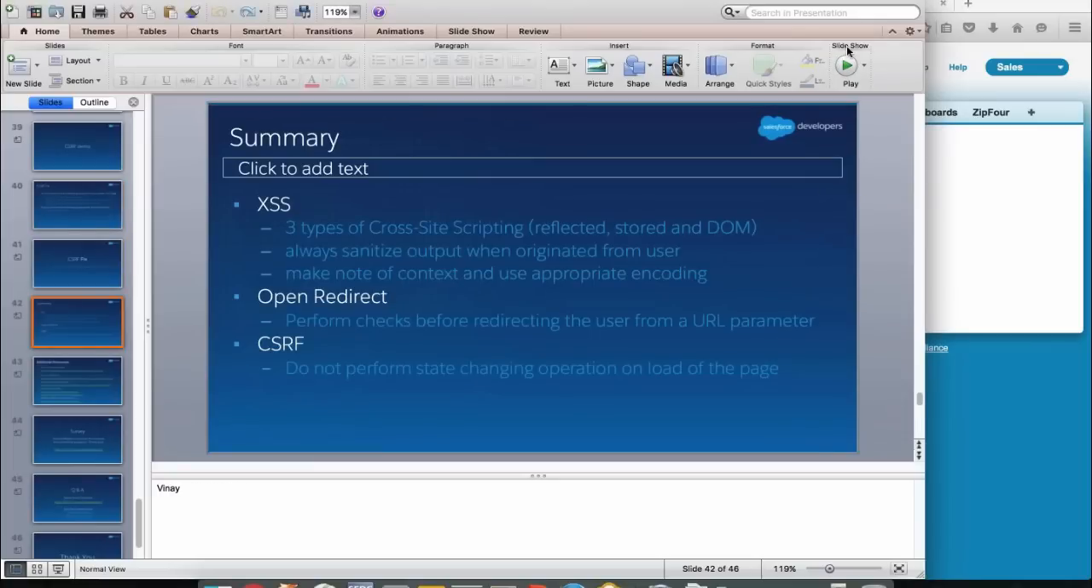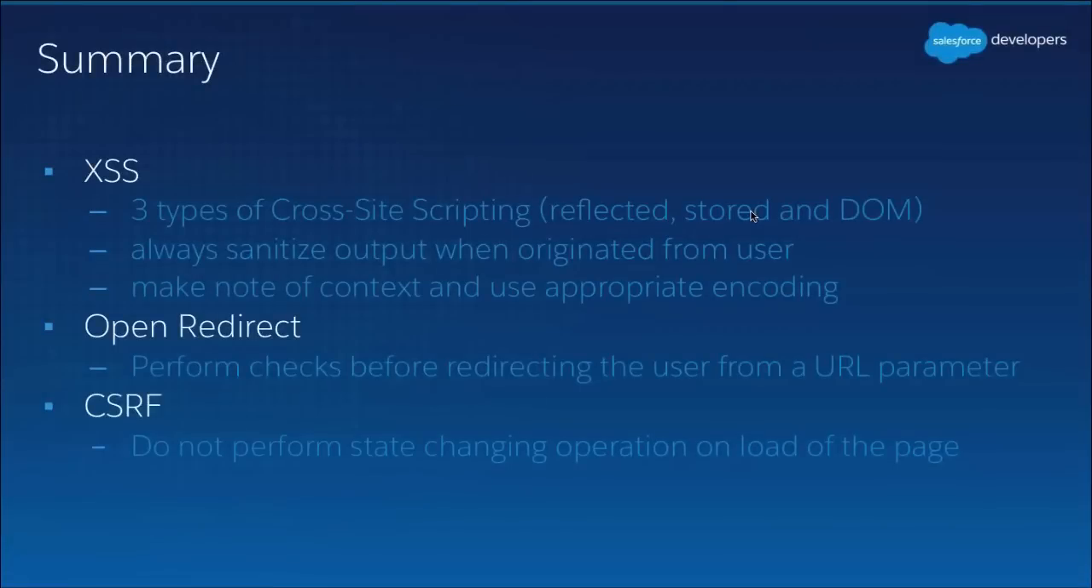Okay, so in summary, what we spoke about today, for cross-site scripting, there are three types: reflected cross-site scripting, stored cross-site scripting, and DOM-based cross-site scripting. To fix the vulnerability, we should always sanitize the output which is coming from the user. It could be from a URL or it could be from a database.